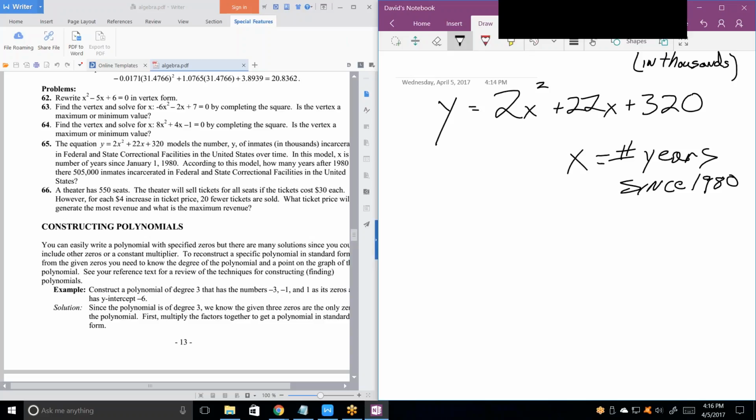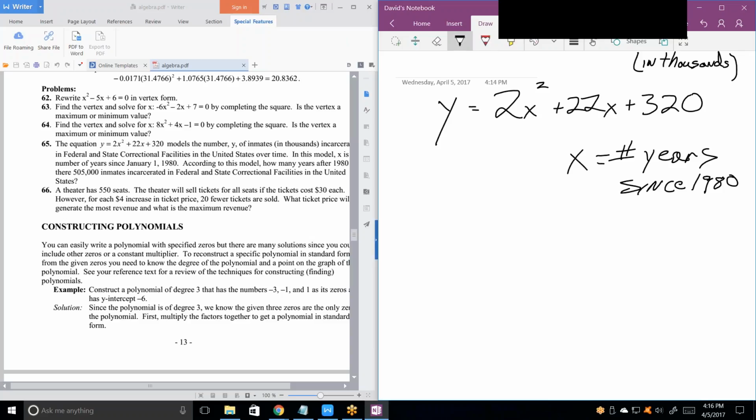So there are 22,000? What's x? When I say how many prisoners are there in 1980, what is x? Oh, is it 0? Okay, plug in 0 for x. Whenever you're looking at a quadratic, when you plug in 0 for x, you get rid of the first term, you get rid of the second term. The only thing left is that. So the answer is 320,000, because it's in thousands. So that's how many prisoners there were in 1980.